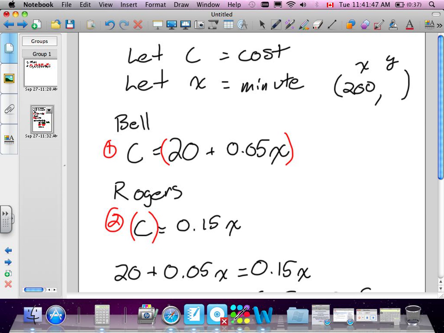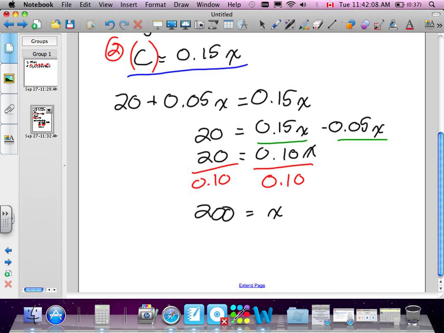So I'm just going to put it in coordinate form just so we know. 200. I'd also like to know how much it's going to cost me, though. Maybe I don't want to invest any of this if it's going to be like $400 for 200 minutes, okay? So I'm going to plug in my x value into one of the equations. And in fact, I'm going to use the Rogers equation just because looks like there's less to work with.